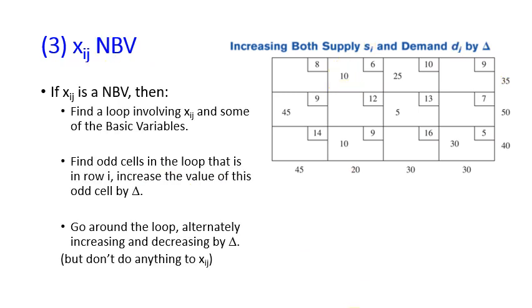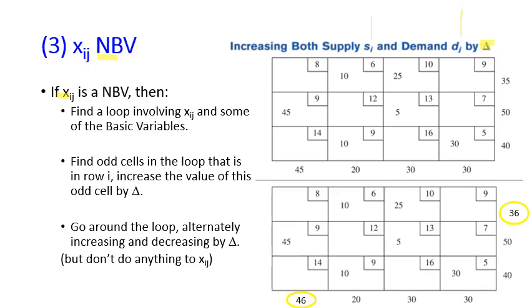Now, if the Xij for supply i and demand j, in which we increase them by delta, is a non-basic variable, then we need to do these steps. Let's look at an example to make this clear. Suppose we increase S1 and D1, and we see that X11 is a non-basic variable.